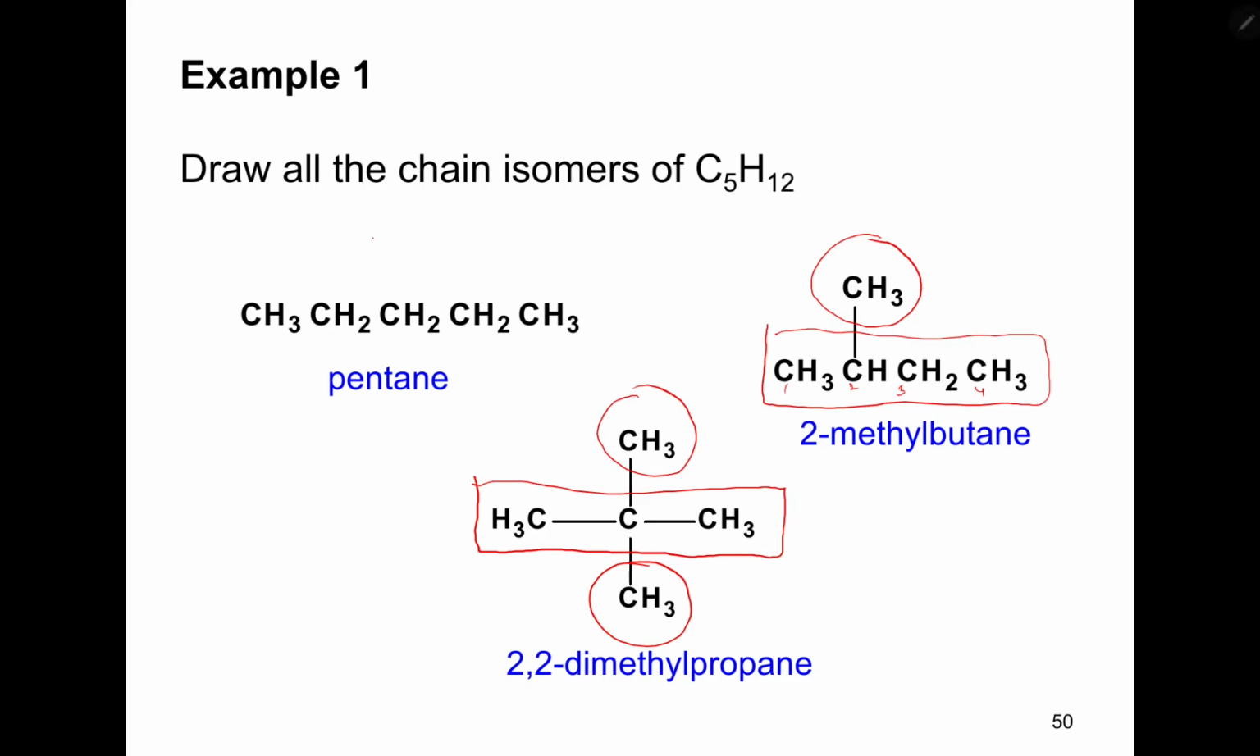Pentane, we have 5 carbon, longest continuous chain. 2-methylbutane, we have 4 carbon for the longest continuous chain. And 2,2-dimethylpropane, we only have 3 carbon atoms for the longest continuous chain of carbon atoms.